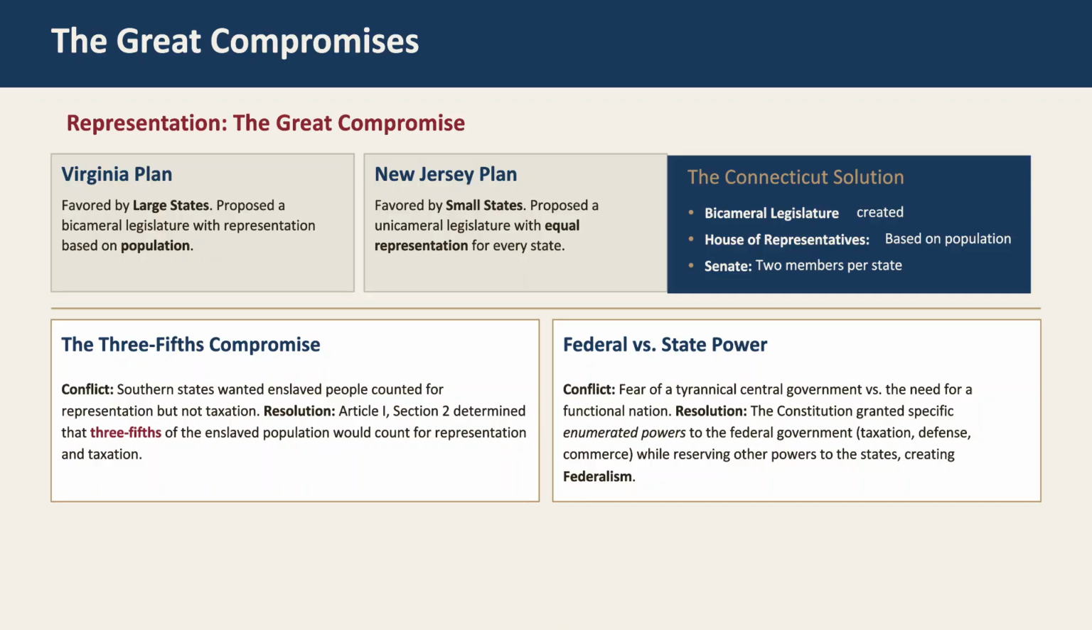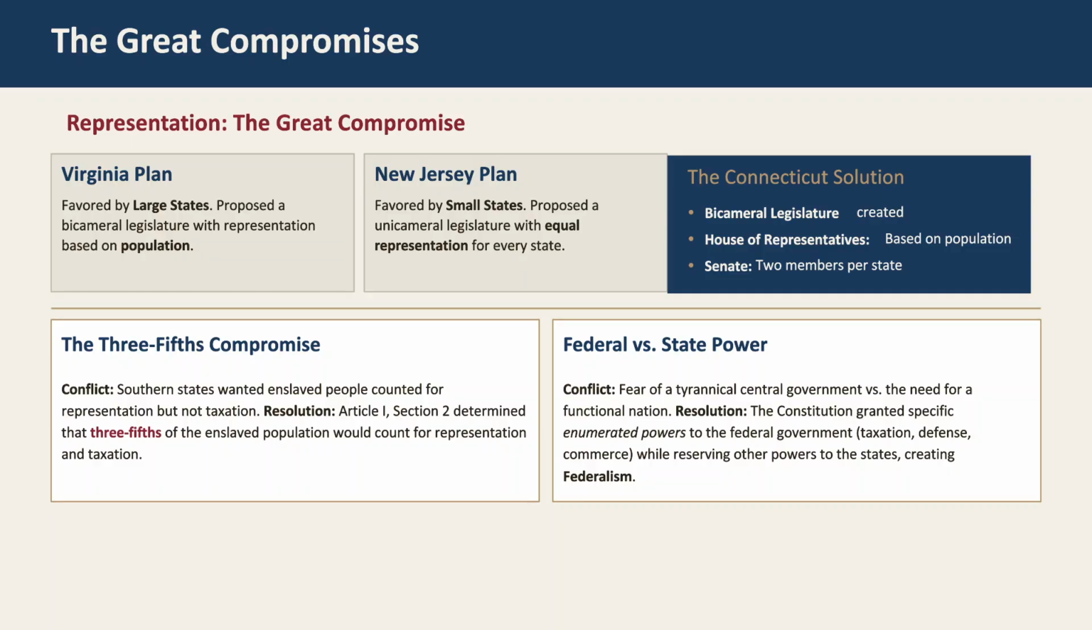There was also what they called the 3/5 Compromise. Now, this was to address the issue of slavery and how the slaves were going to be counted. Like I said, the South wanted each slave to be counted as a full person so that they could get more representation, more power in Congress. And of course, the North opposed that. So they created the 3/5 Compromise, which counted 3/5 of the enslaved population for both representation and taxation.